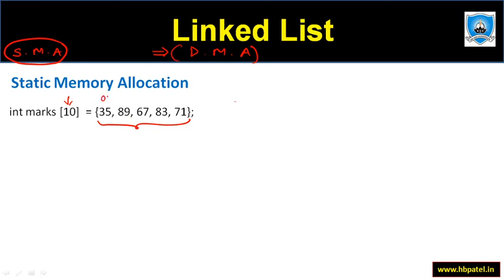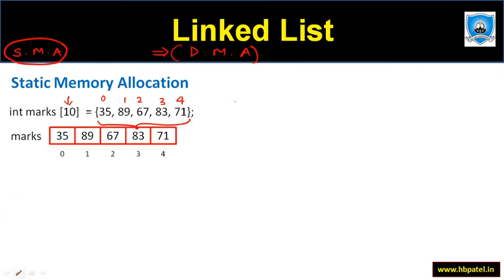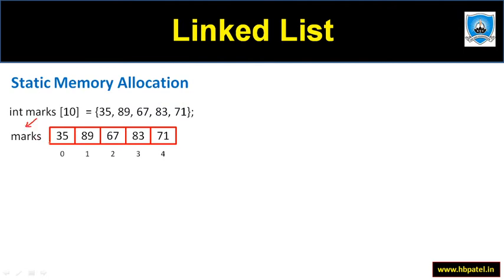We know that an array starts from 0 and goes all the way up to, in this case, 4. Now I'm showing the same stuff over here. Marks is the array name. Then these are all the locations or positions: 0th, 1st, 2nd, 3rd, 4th, and these are the values stored at the respective locations. At the 0th position we have 35 stored, at the 1st position we have 89 stored, and likewise. So this is a simple declaration and initialization of an array.